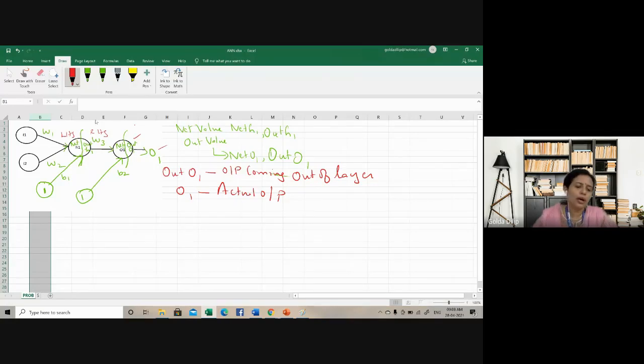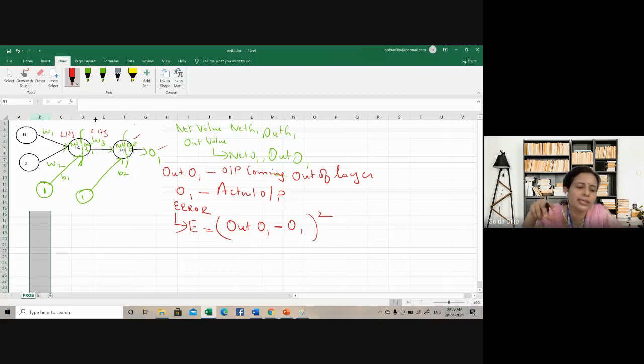Okay, so now the error, how do we calculate the error? The error is actually the difference between these two. Error is basically calculated as, you can make a note of this, out O1 minus O1 the whole square. So this is actually the error, error E. So this is the case when I have a single output, O1.